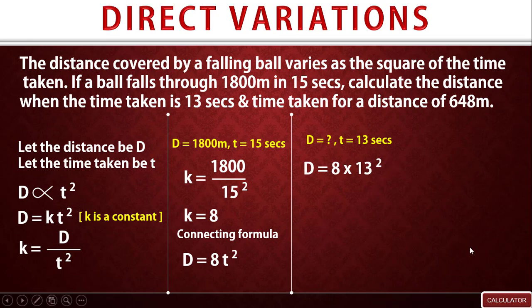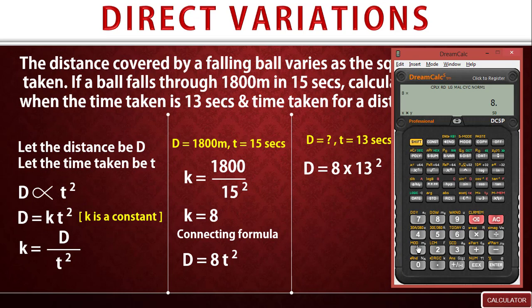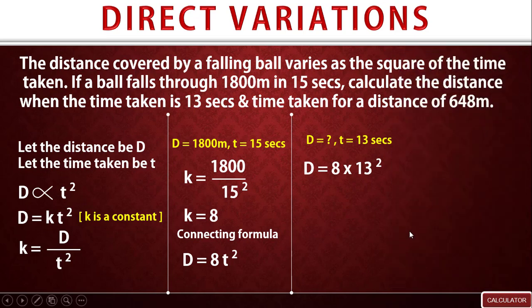Let's use the calculator to do that. 8 multiplied by 13 squared equals, or enter, that will give us 1352. So we have d to be 1352 meters. So the distance when the time taken is 13 seconds is 1352 meters. Let's look at the second question now. We are to determine the time taken for a distance of 648 meters. We are given the value of d to be 648 meters, and we are to determine the time.